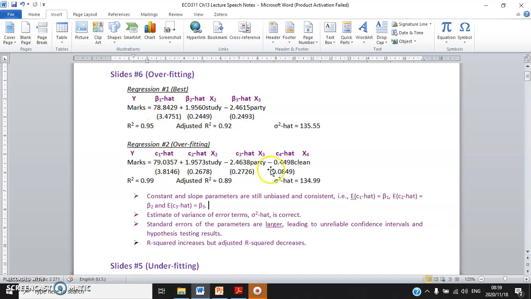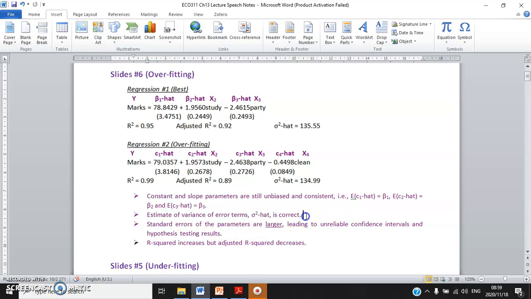Do you notice by committing overfitting, there isn't much of a change to the constant parameter, still hovering around 79? The slope parameter in connection with study hour also not much of an impact by committing overfitting. It's still around 1.95, 1.96. The next slope parameter in connection with party hours, not much of a change. Even after you commit overfitting, it's still around minus 2.46.